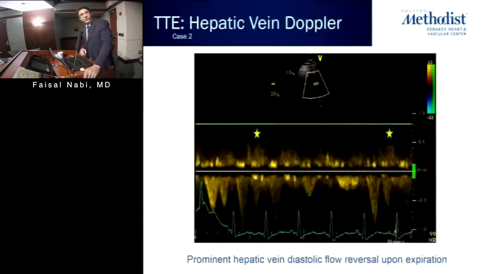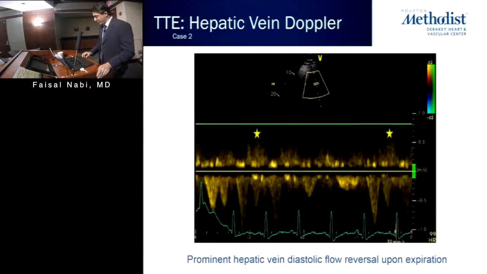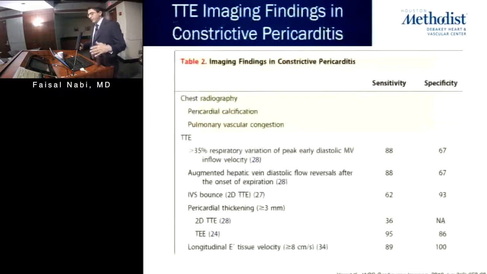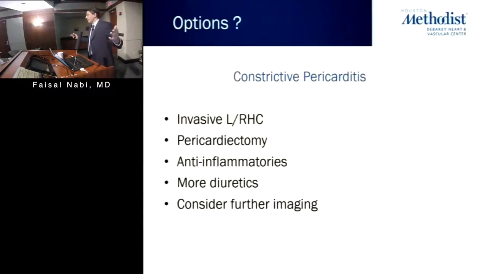And if you will be convinced by this image, there was also another manifestation of constrictive physiology: the prominent hepatic vein diastolic flow reversal upon expiration, here marked by these stars. So I hope I've shown you just a sample by transthoracic echocardiogram of the classic manifestations of constrictive physiology. So we had a diagnosis, I think, of constrictive pericarditis with this case.